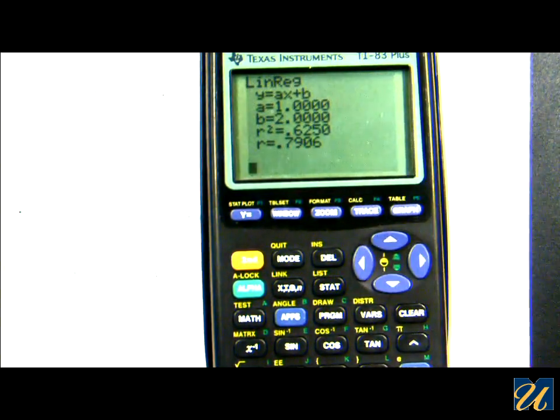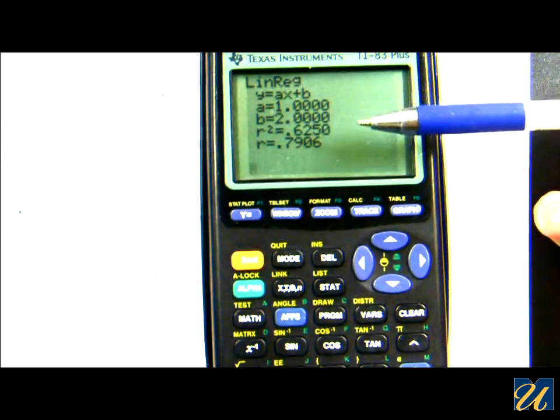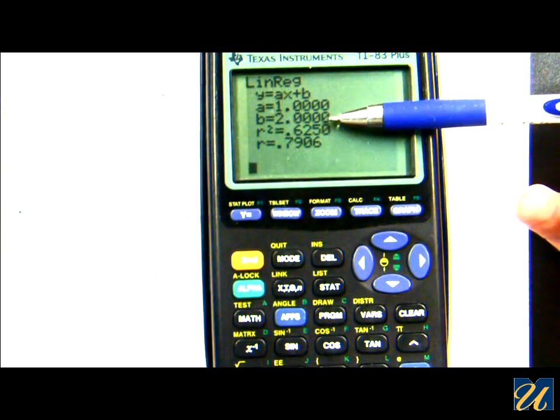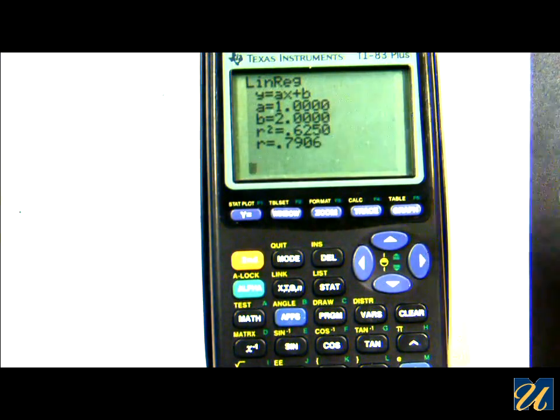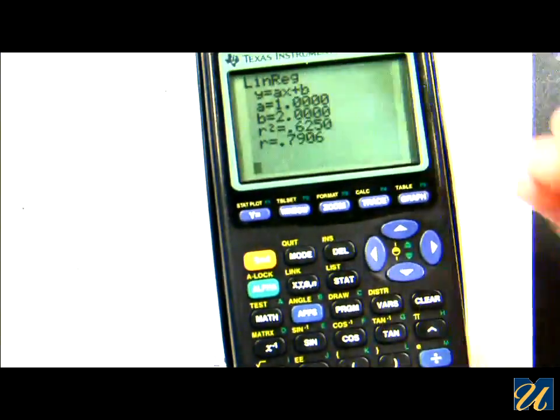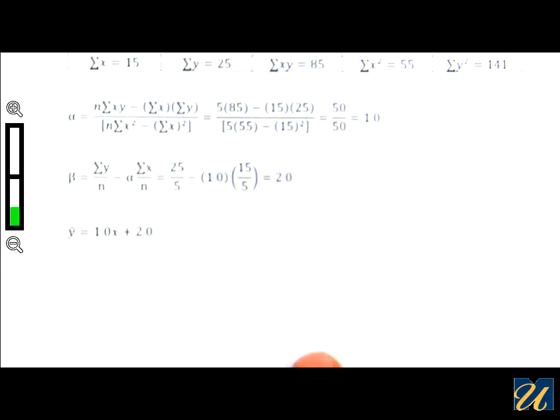So this will be the information required for the problem. I'm asking for the y-intercept, which is the b. The y-intercept is equal to 2. I'm asking for the slope, which is your a. Your slope is 1. And the equation is y is equal to ax plus b. In this case, it would be 1x plus 2.